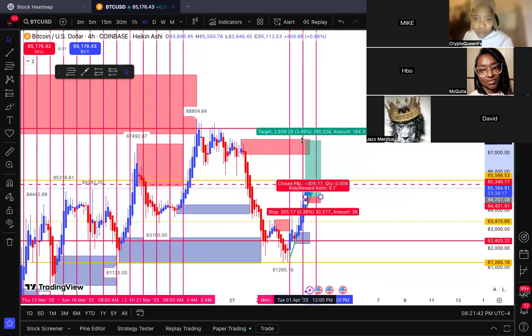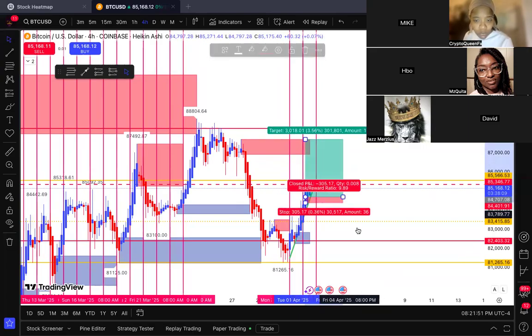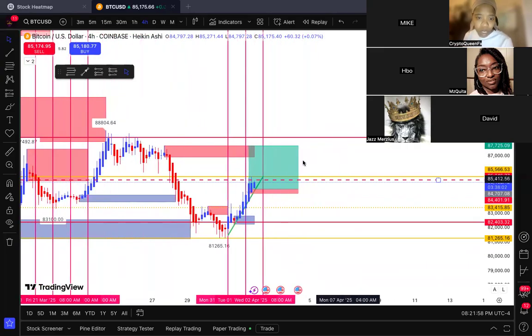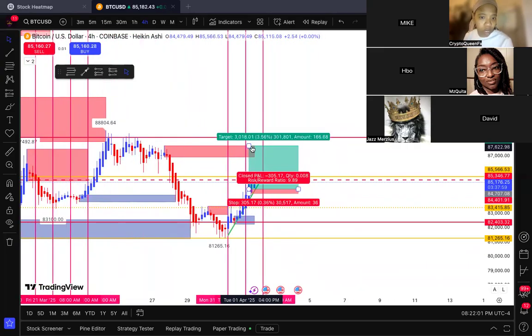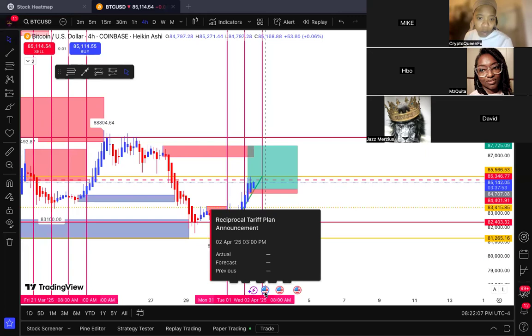So they can definitely break that before. Because when they break this level right here, this mid level, it's gonna break before. Got news tomorrow. Yeah, 3 o'clock.